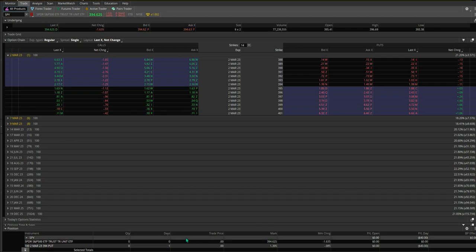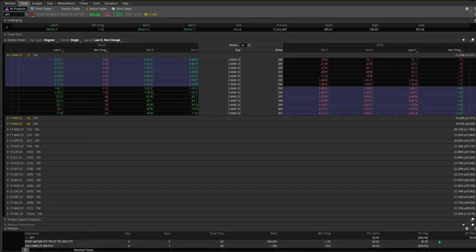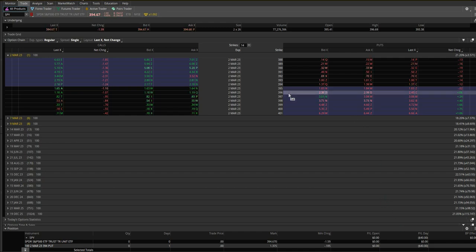Well, this is what happened with those options I just bought and sold. The loss was $40. Not bad, not a bad loss. So again, this is where you would buy these options. Of course, if you're thinking the market's going to go down, you would buy put options. If you're thinking the market's going to go up, you buy call options.